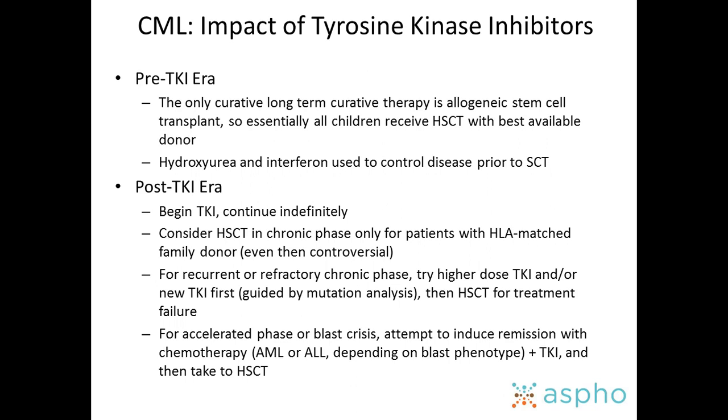For recurrent or refractory chronic phase, the first attempt is usually to switch or try a higher dose of TKIs, guided by mutation analysis that I'll talk about in a moment, and then transplant for treatment failures. Accelerated phase or blast crisis, the idea is to get them back in remission and take them to transplant. That's typically the only curative therapy for that condition. The TKI can be helpful in getting them into remission in that setting.